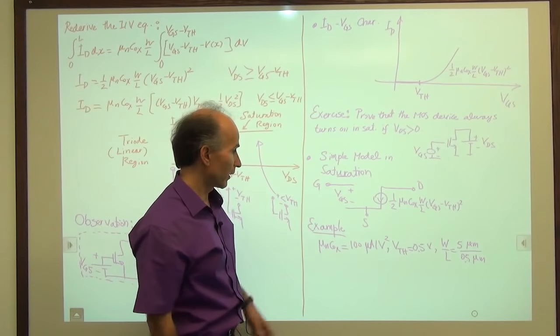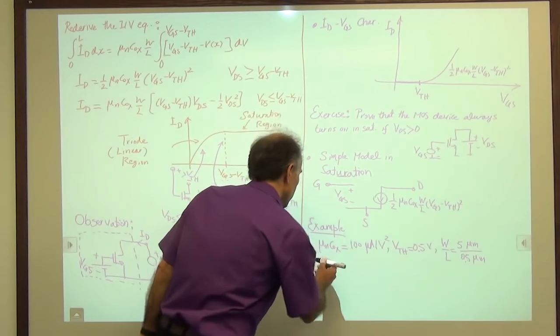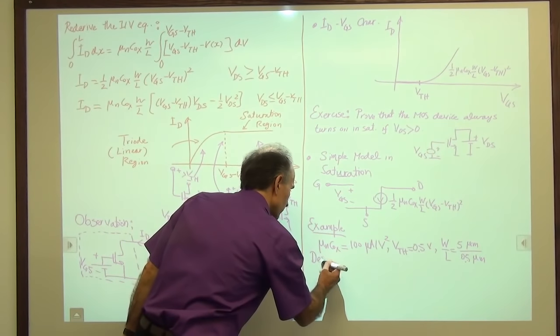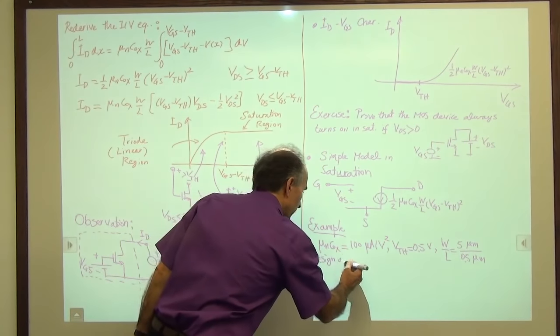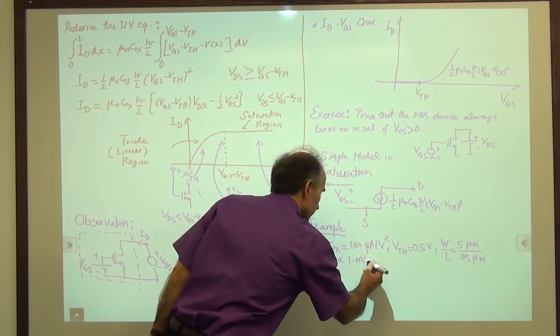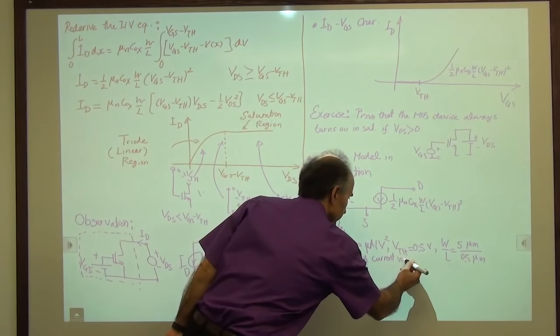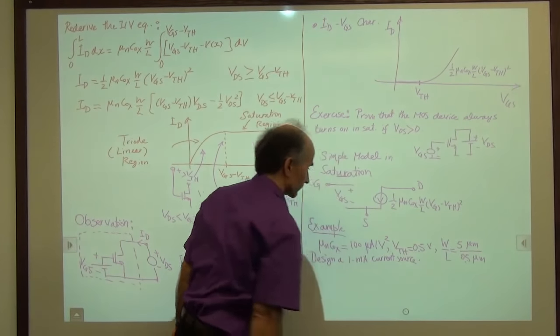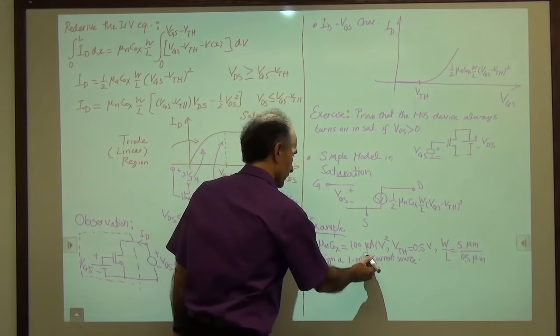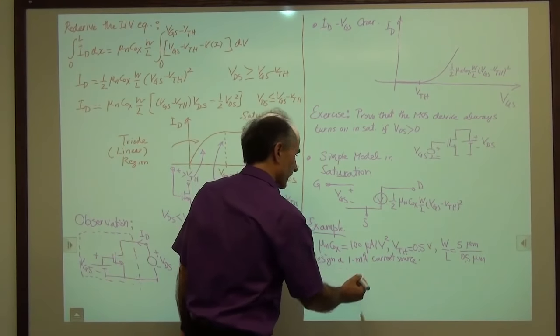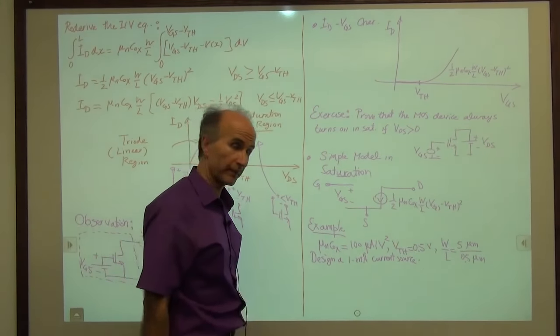Okay, now, the objective of this example is to design a 1 milliamp current source. Okay, 1 milliamp current source. Well, we almost have everything, actually. We just need one more number.